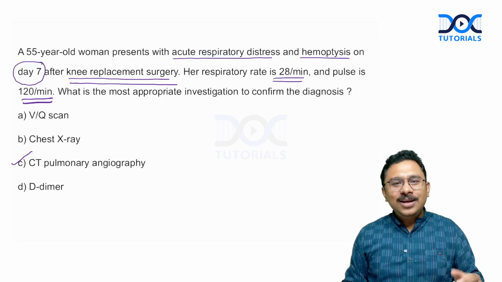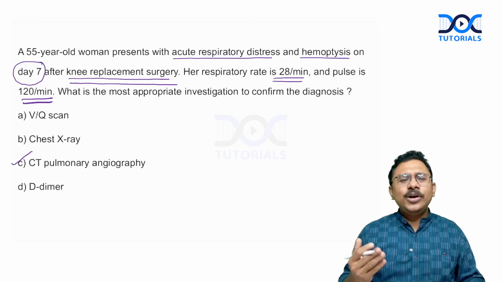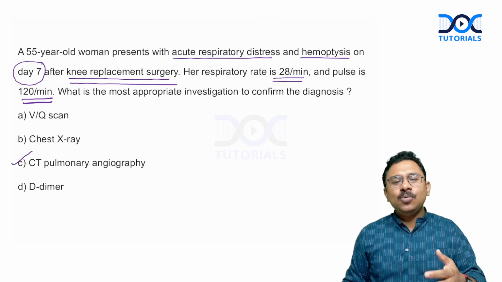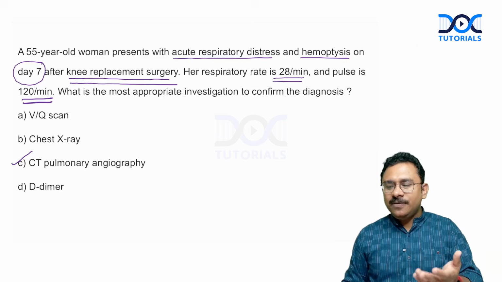Because the utility of D dimer in the evaluation of pulmonary embolism is only in low probability cases as a screening test. What do you think? Is this a low probability case or a high probability case? Do you want to do a D dimer and again waste some time? No. It is not a specific investigation also.